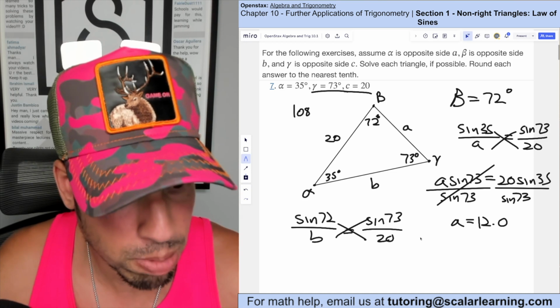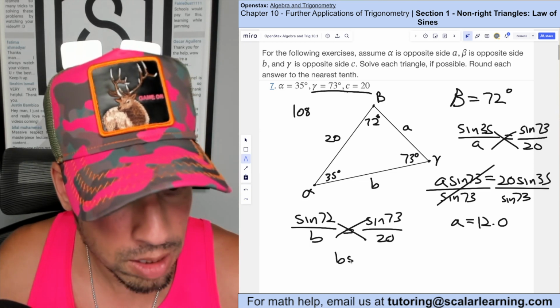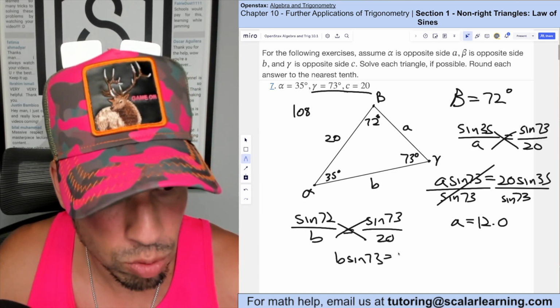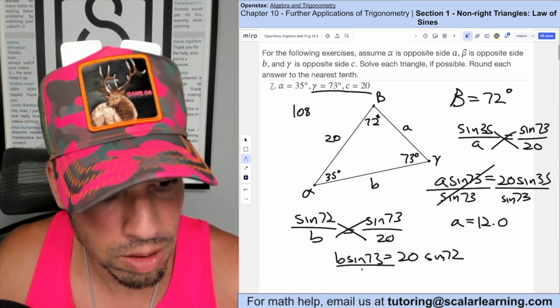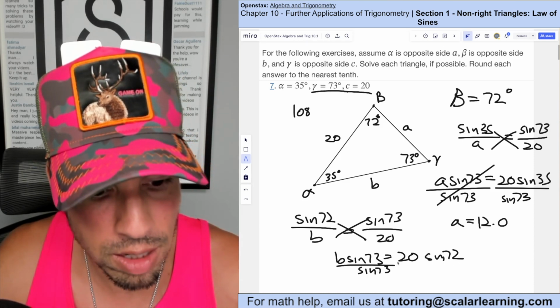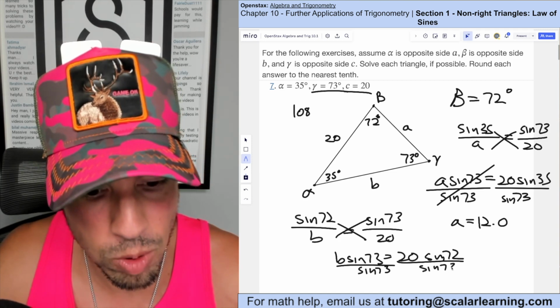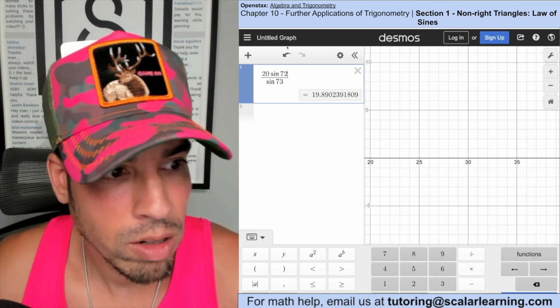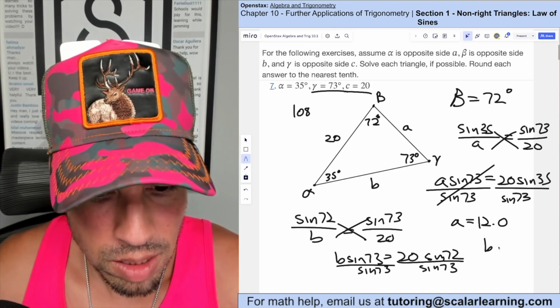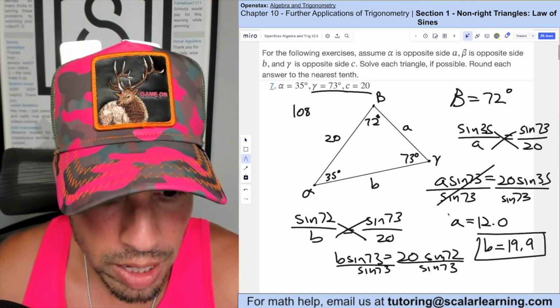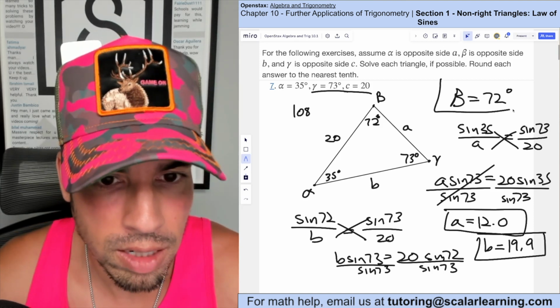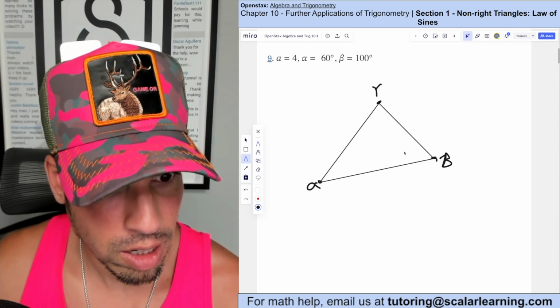So then let's cross multiply. And I get B sine of 73 equal to 20 sine of 72. Last step, we're going to divide both sides by sine of 73, and we'll see what that is in Desmos. And here we get 19.89 rounded up to 19.9, which means that B equals 19.9. So here are our three answers, A, B, and beta. Boom, done.